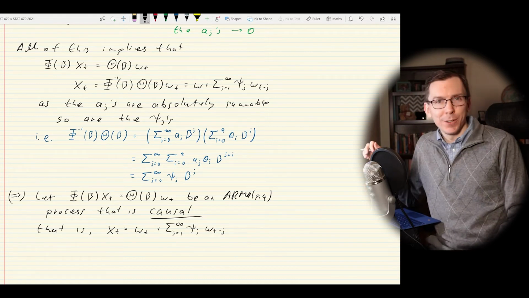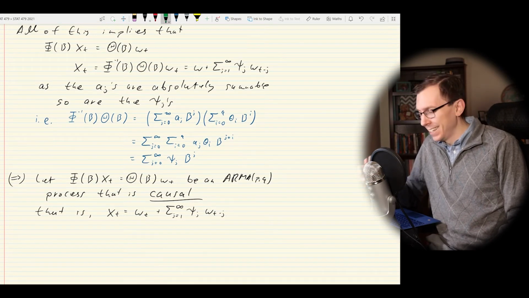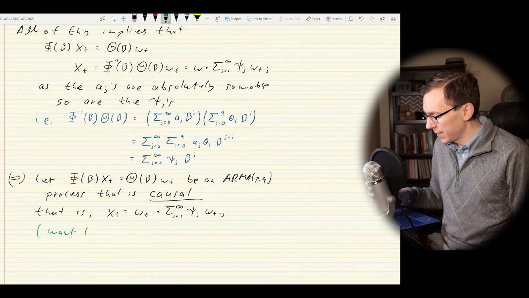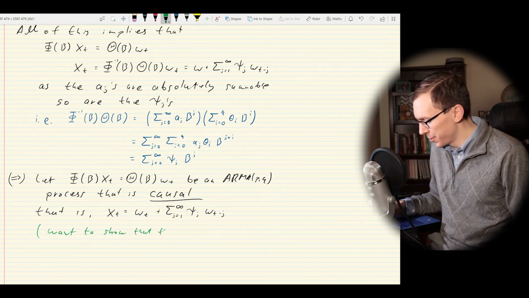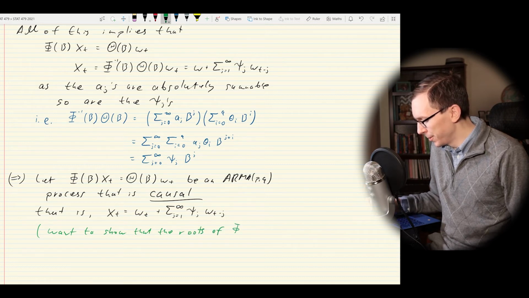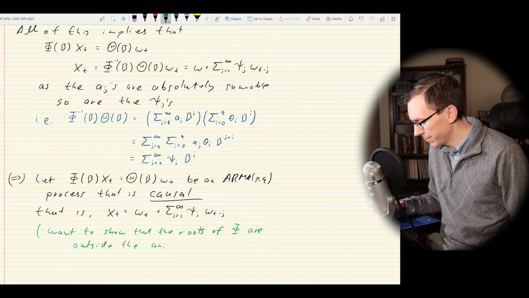Now, what we want to show is that if this is true, then the roots of phi are outside the unit disk.